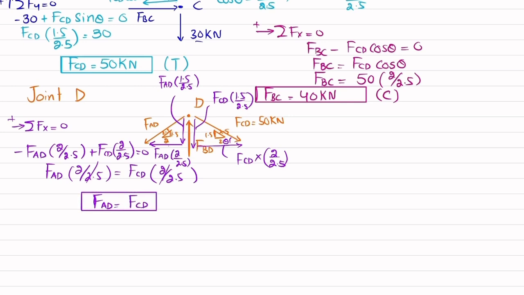Now what we will do is that we will apply another equation of equilibrium. And again, if you further simplify it, you can see FCD is 50. So from here, FAD will also be equal to 50 kilonewton.